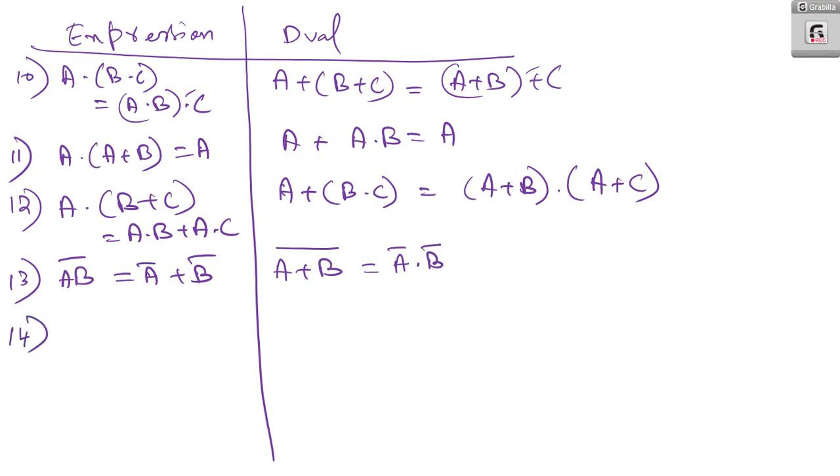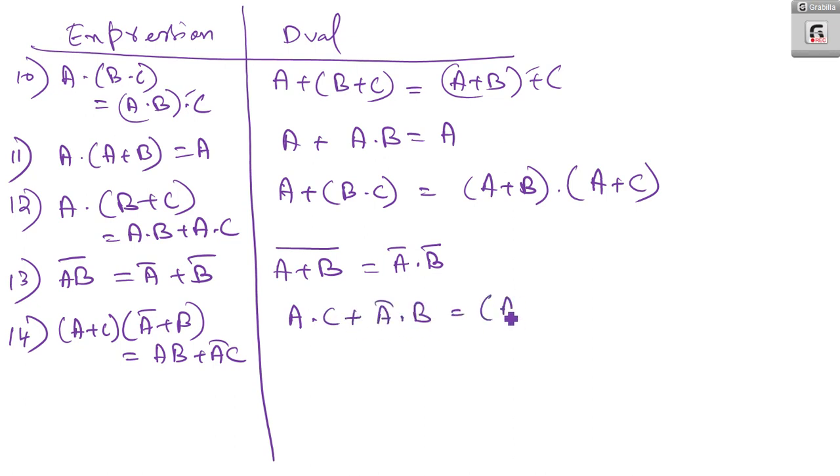14th dual. And I can write is, if it is a or c and a bar or b, the sum becomes that equation becomes ab or a bar c. The same thing I can write as a dot c or a bar dot b, you can write it as a or b dot a bar or c.